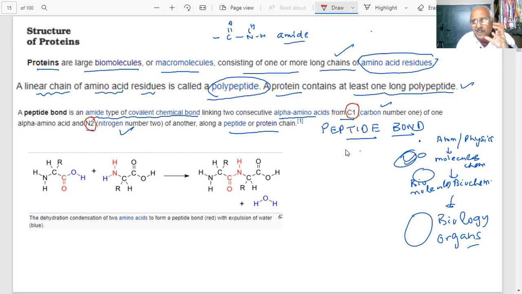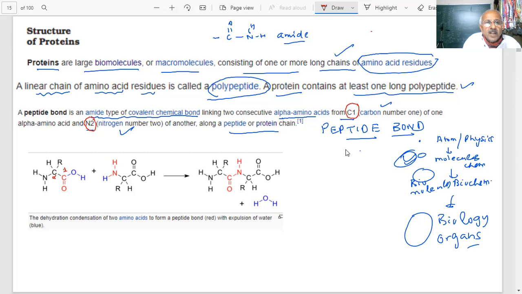The carbon of one amino acid is C1 and the nitrogen of the other amino acid is number 2, students, because there can be more than one carbon and more than one amino group present in the amino acids. You have seen the structures of them. The R chain, your side chain, I told you, can have anything. So here, this is the carboxylic group. This is my alpha carbon, alpha amino acid, and this is my carbon 1, students.